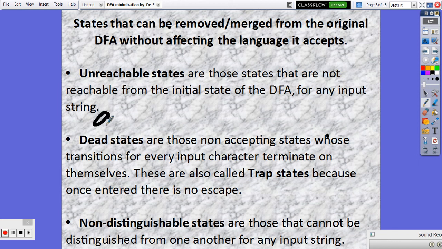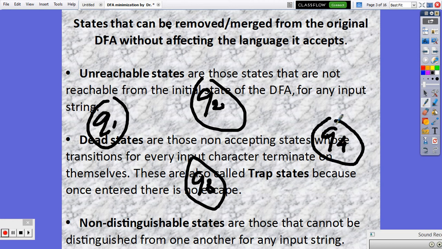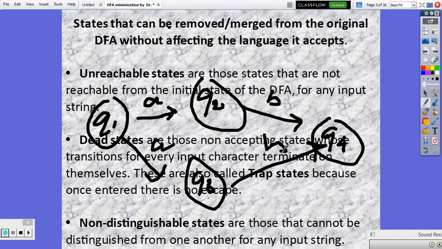Okay, let's take one example. Let's say we have Q1, one state Q2, one state Q3 here, and Q4. Let us suppose the transition from Q1 to Q2 is A and Q2 to Q4 is B. Similarly, from Q1 to Q3 is A and from Q3 to Q4 is B. Now if you look at this DFA, we can easily recognize that these transitions are the same and these states are not distinguished from each other. Their behavior is the same.